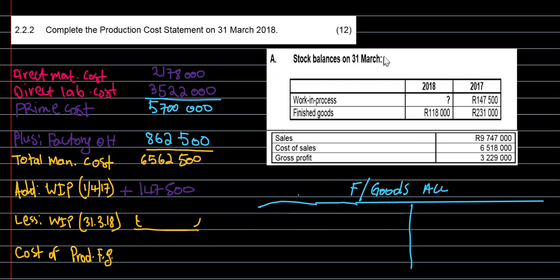Let's start by entering our opening balance. We are focusing on finished goods, right? Our opening balance is 231. We're going to write the balance brought down as 231,000. Then we're going to say our cost of sales is 18,000. Therefore, we're going to have our balance carried down. You notice they were given, balance carried down is 118,000.